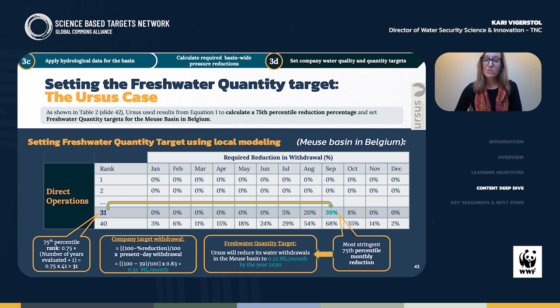Note that as an alternative to the single annual target, URSIS could have specified monthly targets using each month's 75th percentile reduction percentage in Table 2. Because the pressure reduction target is above 25%, the URSIS team can submit its target with a target year of up to 10 years from the submission date. The team submitted 2030 as the target year, 6 years from submission.